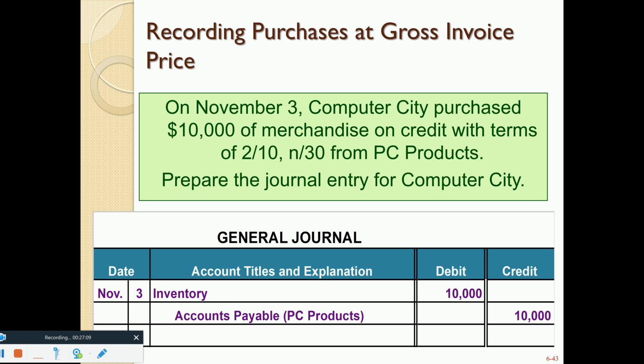November 3rd, very similar. Computer City purchased $10,000 of merchandise. Terms are 2/10, n/30. What we're going to do when we record it at the gross price is assume that we pay the full $10,000. You see the journal entry on the bottom of the slide. We're going to increase the inventory balance sheet account with a debit, and we're going to increase our liability, the accounts payable account, with a credit for the full $10,000.